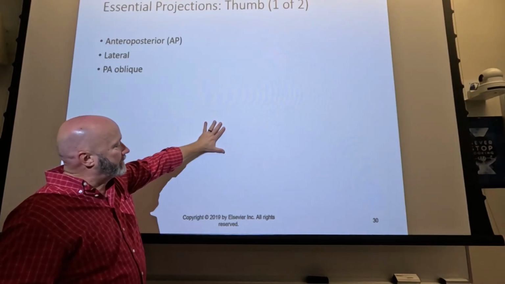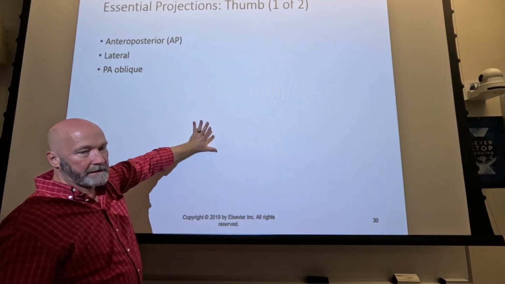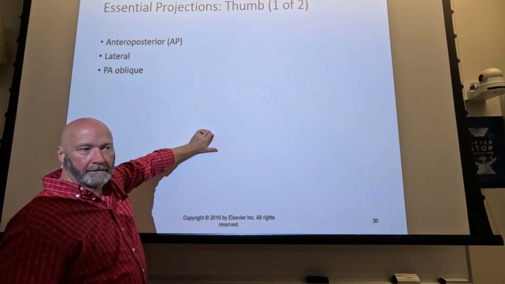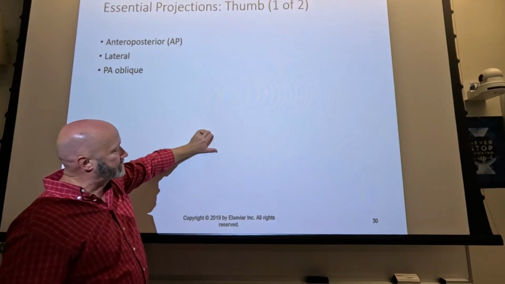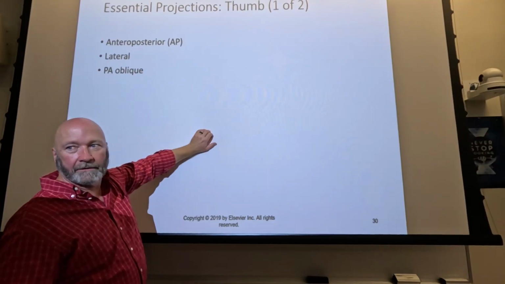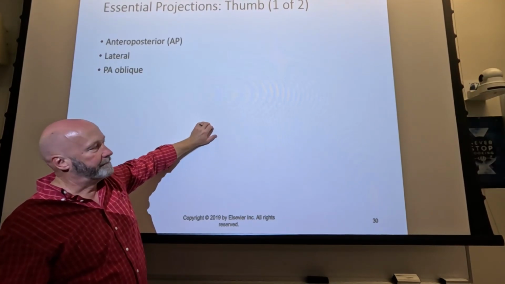So for a lateral of the thumb, what we're going to do is elevate the fingers until the thumb is in a lateral position. You can bend the fingers up if you wanted to, to give some degree of stability. You want to make sure that you don't have the thumb too close to the hand or you get too much soft tissue overlap. It interferes with the visualization.